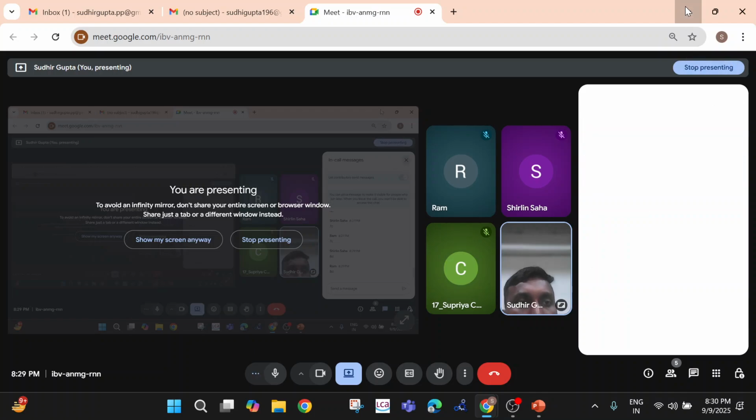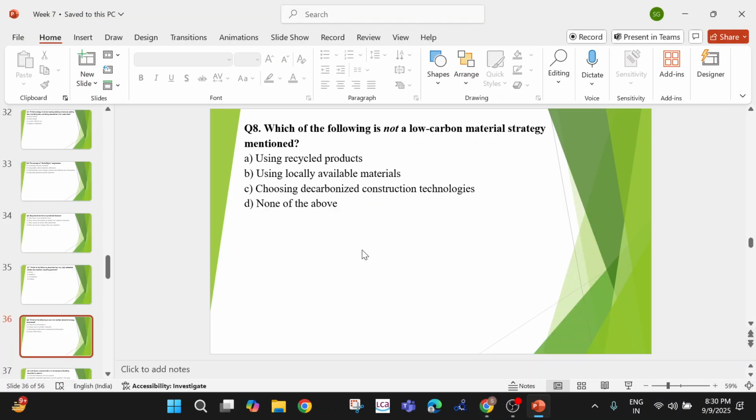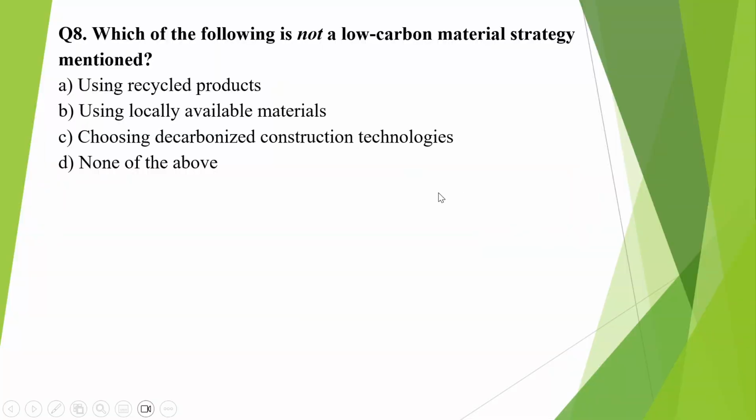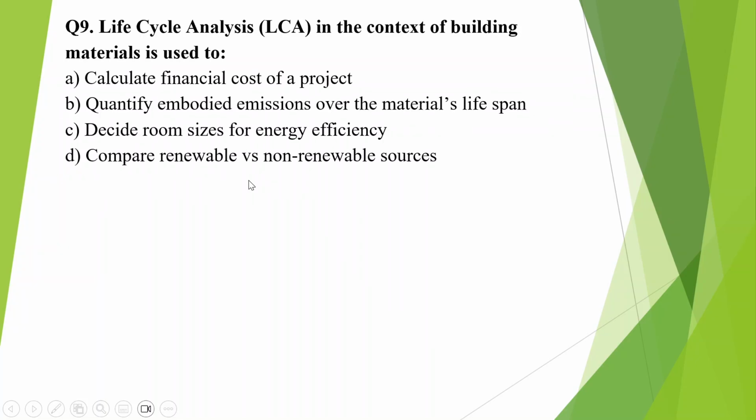So most of you are voting for D, choosing decarbonized construction technology. This also will be definitely reducing carbon, so it is a low carbon material strategy. So all of them are low carbon material strategies. So none of the above is a not-low-carbon material strategy. That's why none of the above option is correct. Fine. Let's move to the ninth question then.